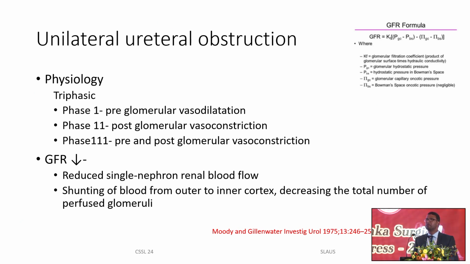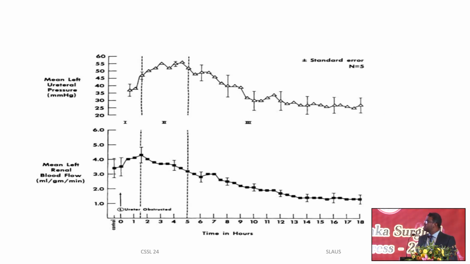Because of this, there is reduced blood flow to the single nephron, and there is shunting of blood from the outer cortex to the inner cortex, and because of that, there is a reduction of renal blood flow. This has been depicted in this graph, where you can appreciate this time duration and the rise of ureteric pressure and reduction in the renal blood flow.